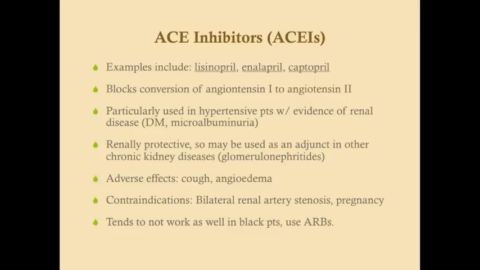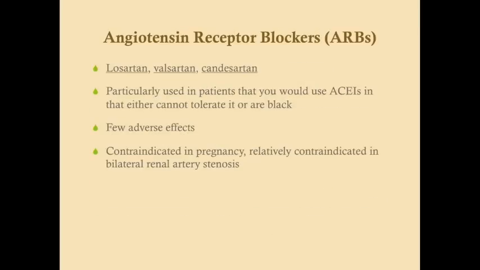The contraindications for ACE inhibitors, and you're going to see this a lot on the USMLE, is bilateral renal artery stenosis. So if a patient has bilateral renal artery stenosis, we never use an ACE inhibitor. We also never use an ACE inhibitor in a pregnant patient. ACE inhibitors tend not to work as well in black patients. So in black patients, when we would normally use an ACE inhibitor, we usually just go right to an angiotensin receptor blocker.